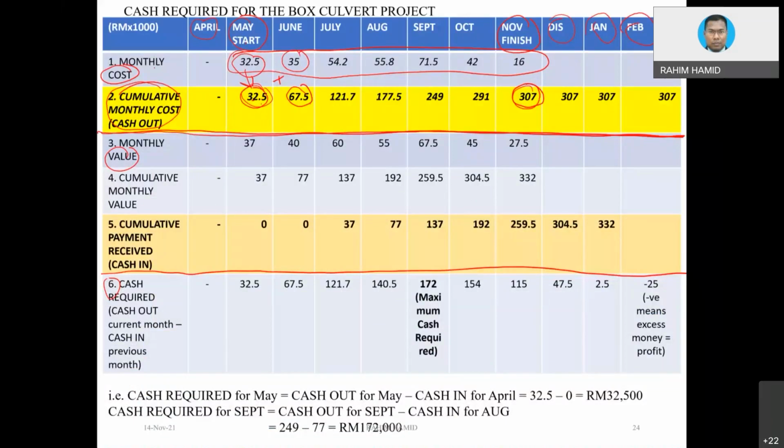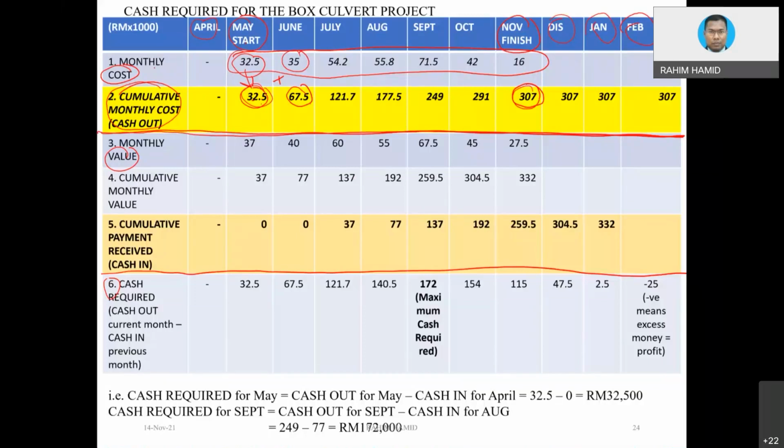But when it comes to payment, when it comes to what we call cash out, you could have a few more rows, because there could be many more terms being imposed in the contract document that you will see in the next example. But for this example, it is very simple.